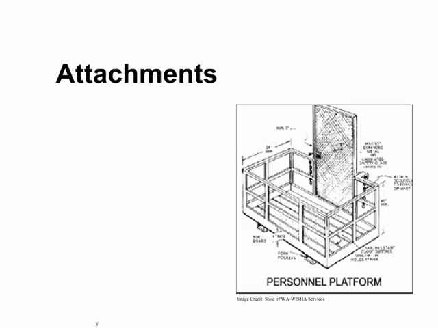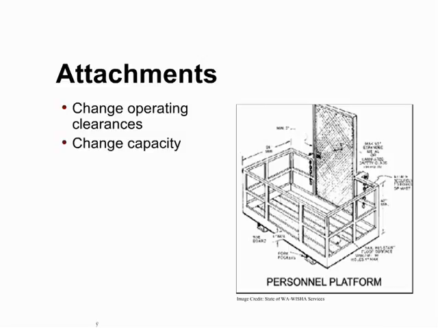Forklift attachments such as carton clamps, drum clamps, paper roll clamps, rotators, and push-pull elements can affect the capacity of a forklift in a number of ways, including: attachments can change operating clearances by extending the length and width of the forklift. Attachments can change the capacity of the forklift by adding weight.